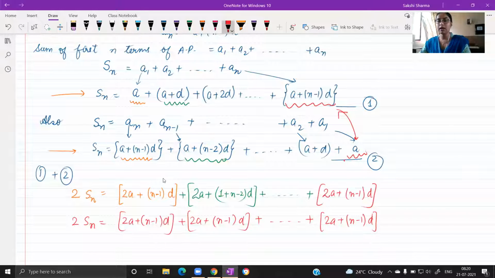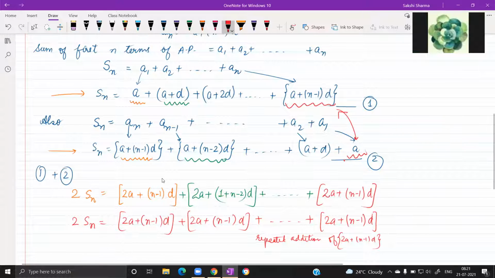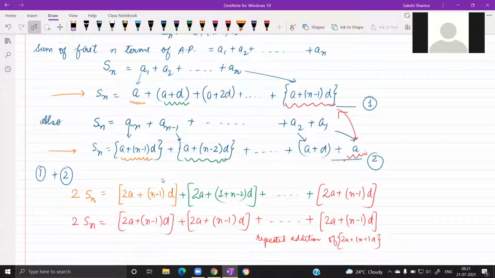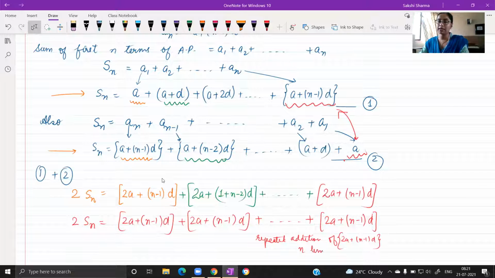Repeated addition है. अगर आपको यहाँ पे लिखना है, अपने लिए आप लिख सकते हो repeated addition of 2A plus n minus 1 times D, इस expression की repeated addition है. So we are now looking at how many times this addition is performed here. Can you think of that? It's already there. N times. This is n times because हमने n terms add की थी. This is repeated addition of this expression n times.